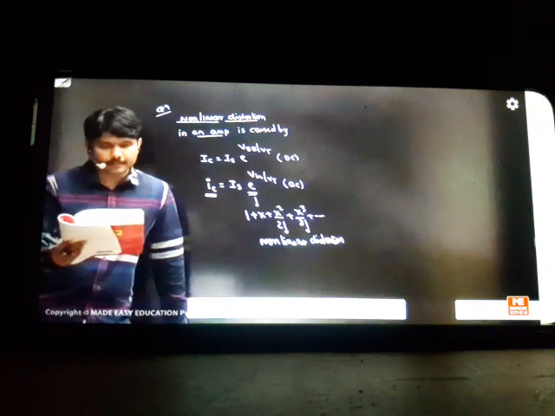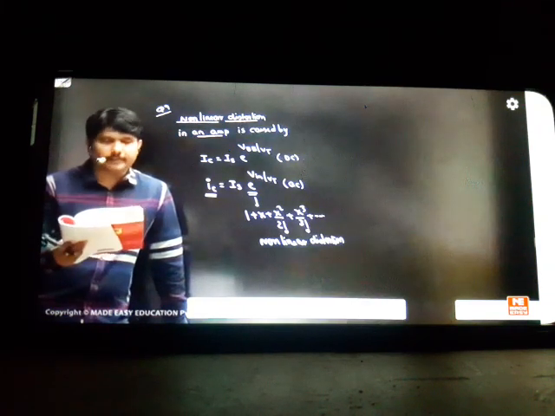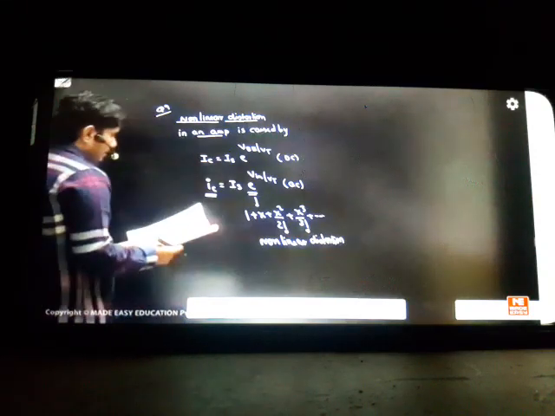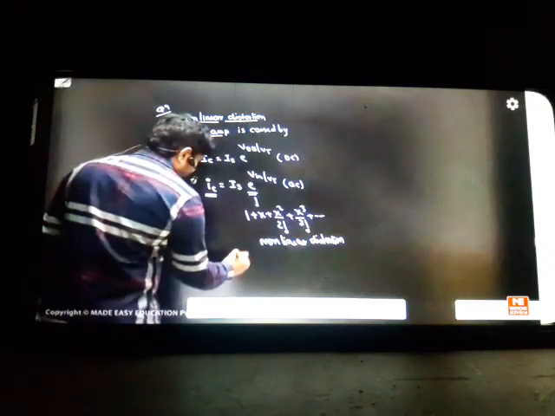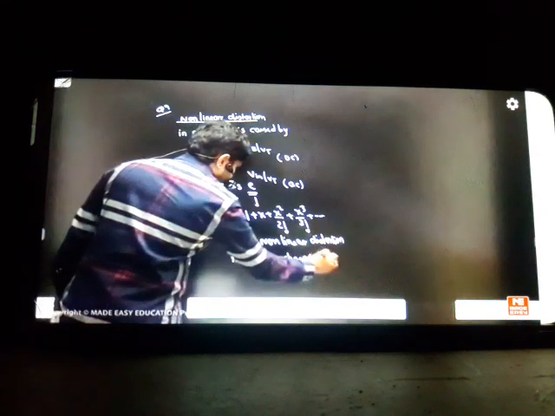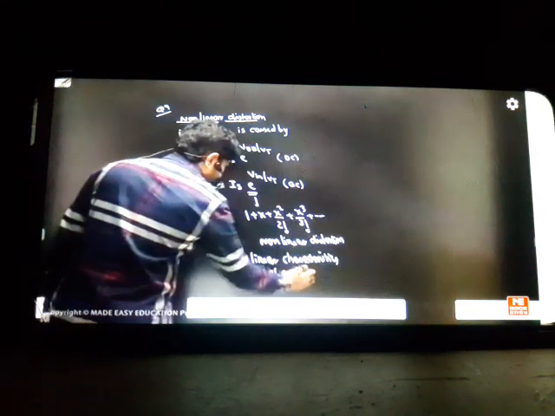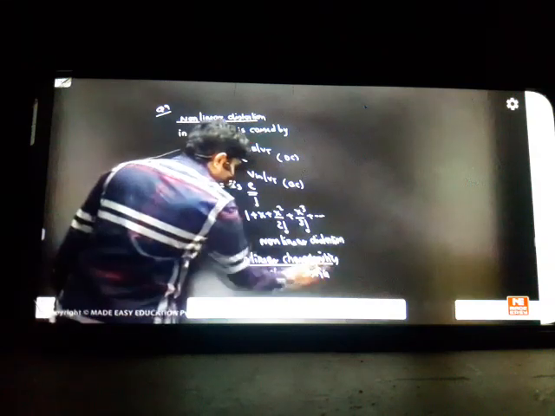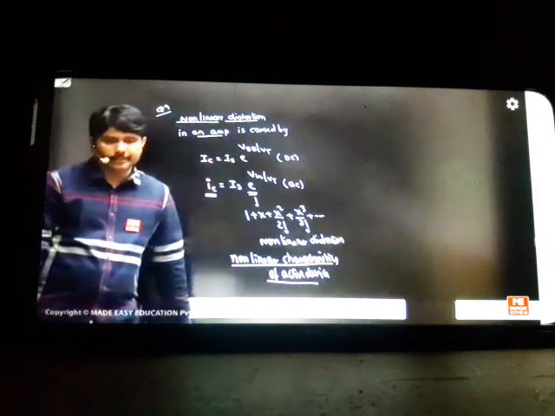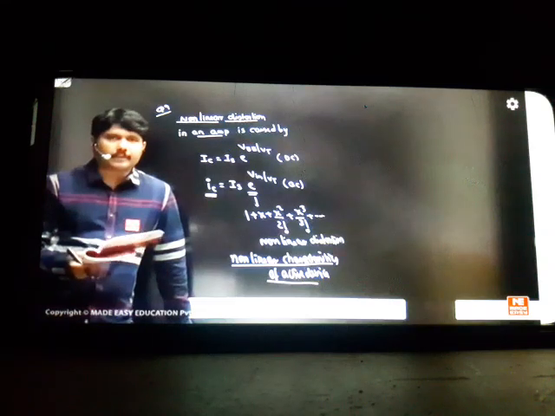So the answer for this is option A. It is the non-linear dynamic characteristics of the active device. Because the active device is non-linear, we get harmonic, non-linear distortions in the amplifier. So for the 9th question, A is the correct answer.